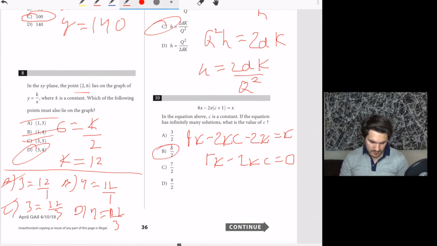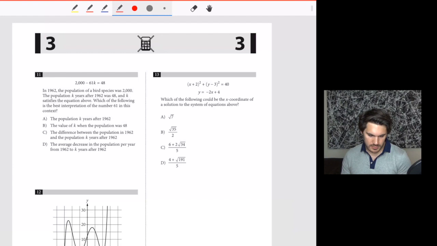Because 5x minus 2x times 5 over 2, let's see if this works, equals 0. We'll get 5x minus 10x over 2, which is 5x minus 5x, which is equal to 0. Boom, donezo. Okay, let's do number 11. In 1962, the population of a bird species was 2,000.